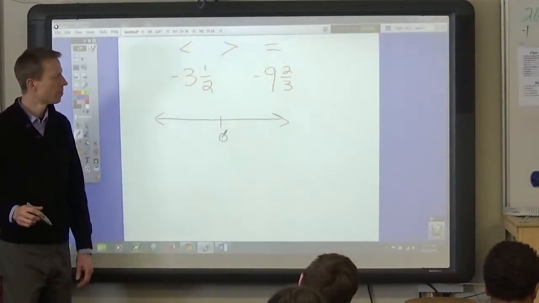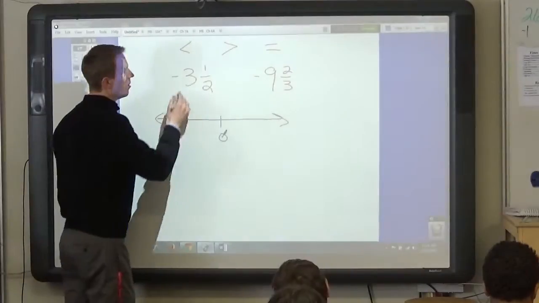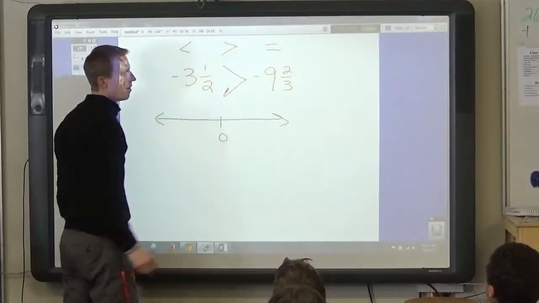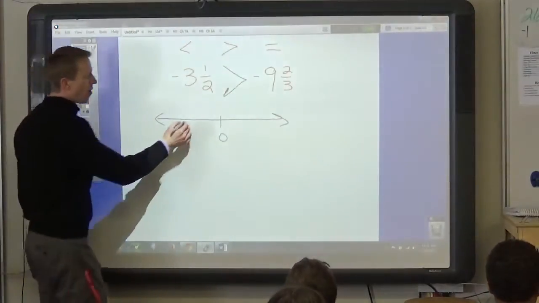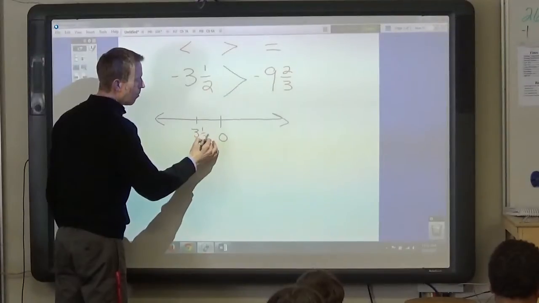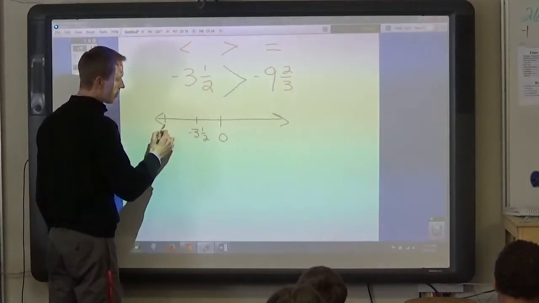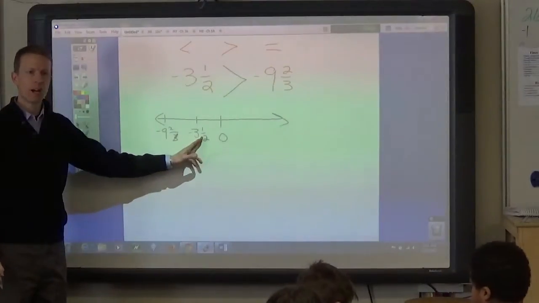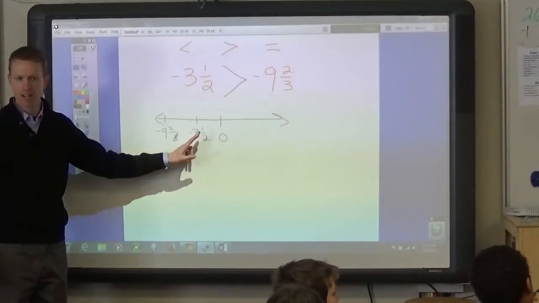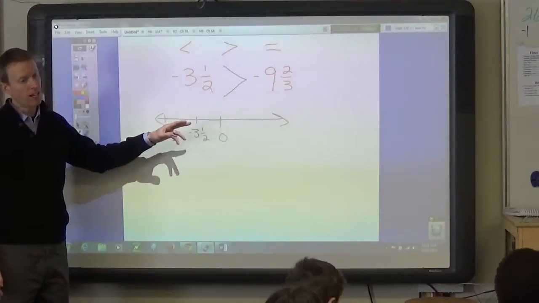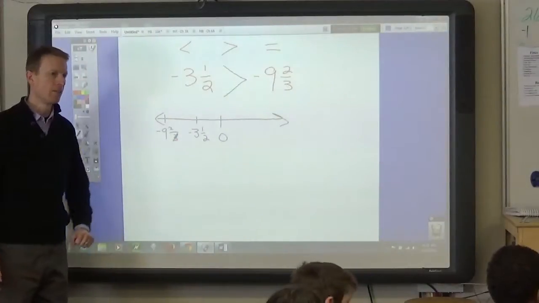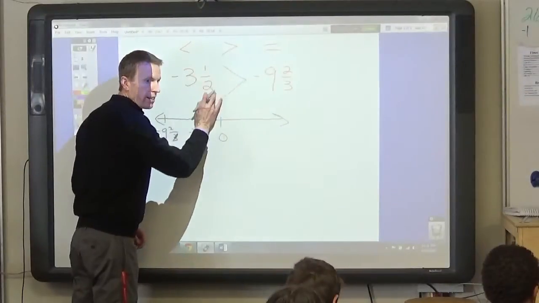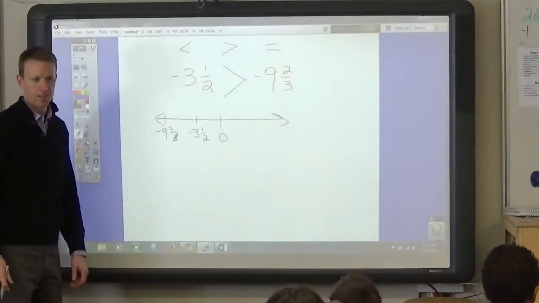Sam? -9 2/3. Yeah. So -3.5 is greater than -9 2/3. It's farther to the right on a number line, isn't it? Anytime the number is farther to the right, it always has a higher value. Okay? Not a higher absolute value necessarily, but a higher value. And that's where this arrow comes from. It means that this number is to the right of this number on the number line.